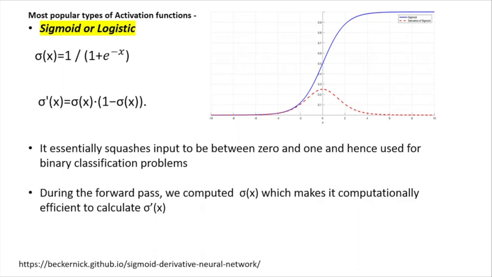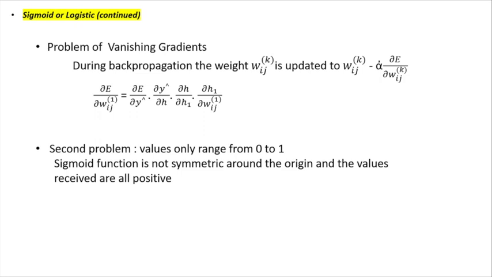But there is one problem, and that is the problem of vanishing gradients. During backpropagation, the weight w_ij is updated like this. By calculating the partial derivative of the error function with respect to the weight, and multiplying by alpha, which is the learning rate, and then if we subtract this value from the weight, we get the updated weight, which we can again use in the forward feed.